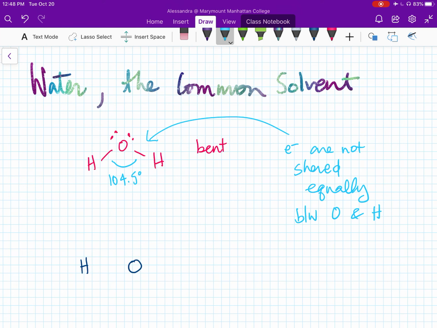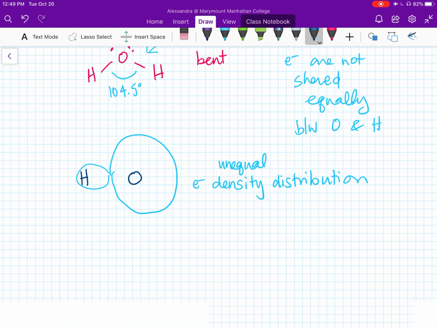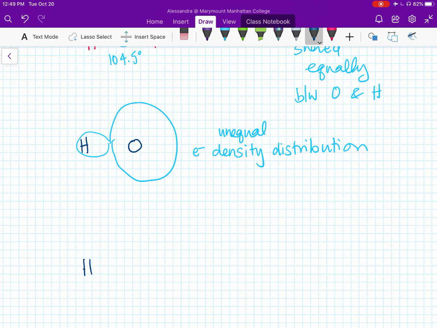So that means that when we have hydrogen and oxygen bonded to each other, oxygen is going to suck most of the electron density towards itself. So there's a very unequal electron density distribution in that bond. Another way of saying that is that it's a very polar bond. And because of the asymmetry of the molecule, water is going to be a very polar molecule. So we can draw partial charges to show the polarity in the molecule.